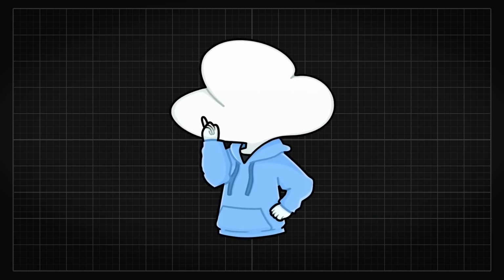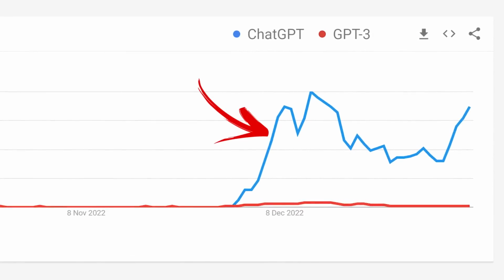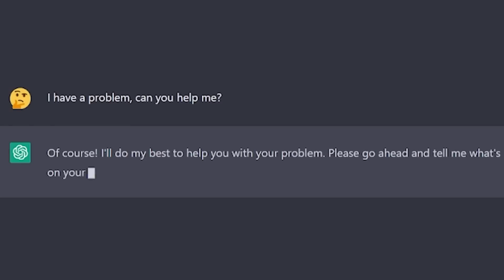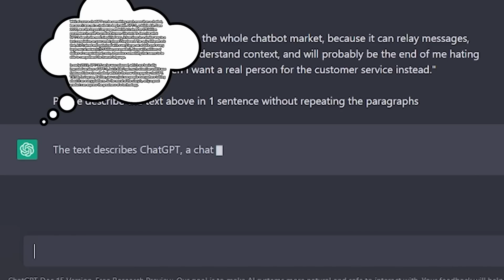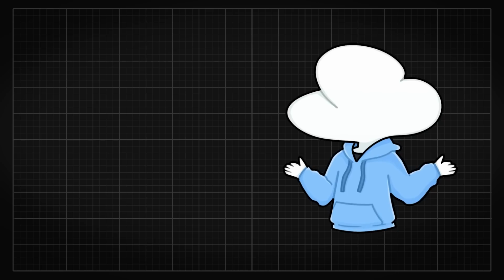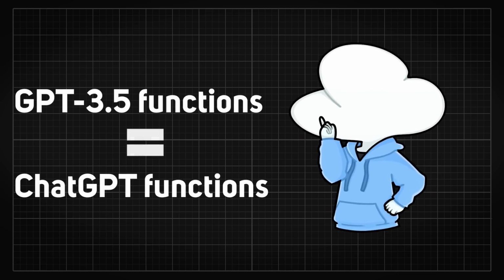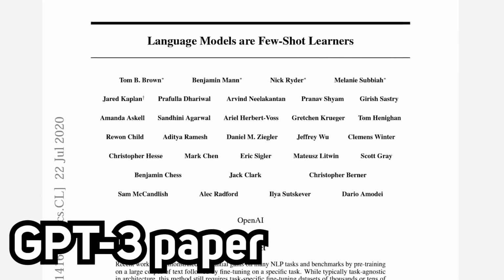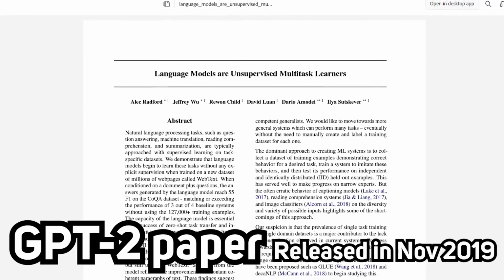Anyways, ChatGPT was able to gain more attraction than GPT 3.5 back when it was released because it was designed as a product. Its dialogue format has made it much easier for the user and the AI to communicate back and forth, while the AI remembers previous dialogues. Otherwise, the functions that GPT 3.5 and ChatGPT provide are exactly the same. They are all able to perform the same tasks that were proposed in the GPT-3 paper or even the GPT-2 paper, which is an even earlier version of GPT-3.